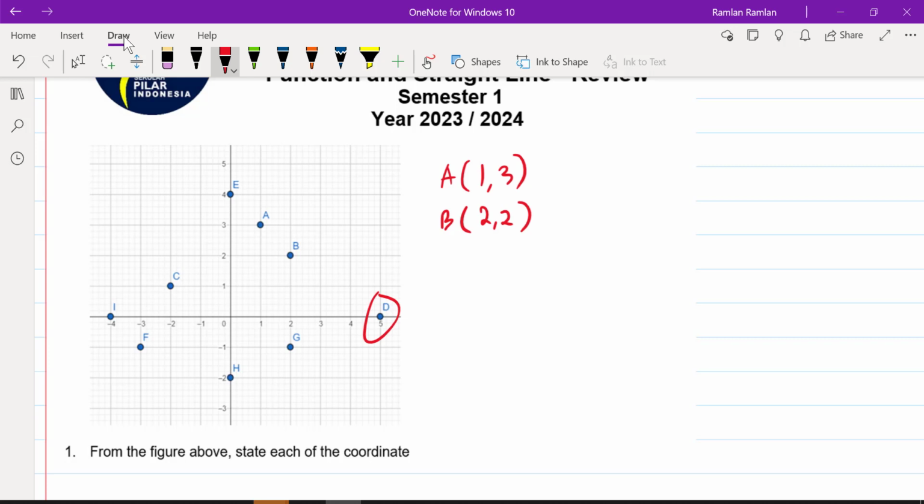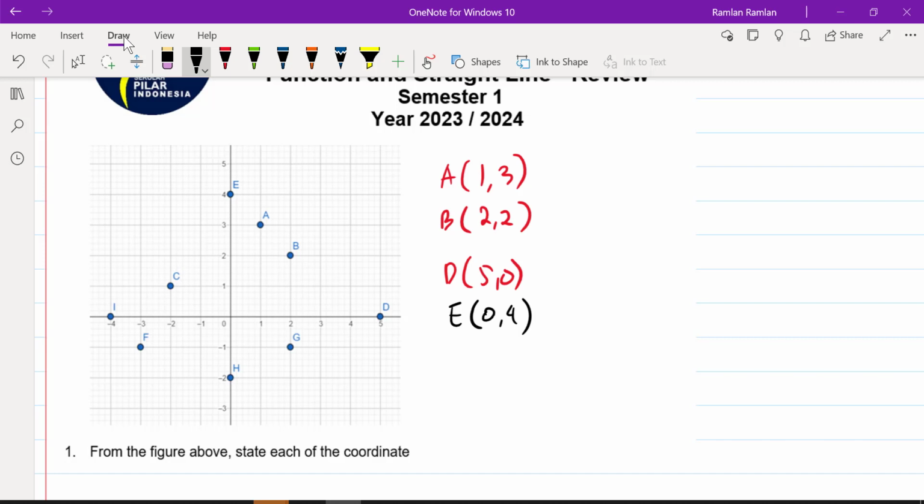So point D here. So point D is 5 comma 0. So the 5 here is the x value, and when a point is on the x-axis, meaning that the y value will be equal to 0. Okay, so I'm gonna go to point E here. So it'll be 0 comma 4.